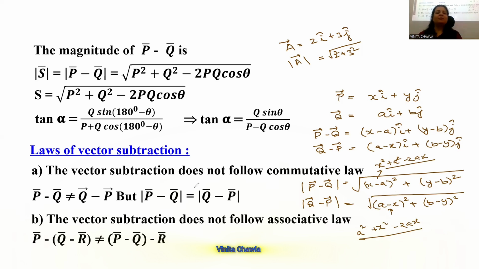So if we are considering magnitudes only, then magnitudes are equal, but vectors are not equal. See, vectors are not equal. You can see it's x minus a and a minus x. Here we have y minus b, here we have b minus y. Vectors are not equal. But if you are taking the magnitudes of vectors, then magnitudes will be equal. Clear? Any doubt? Please write this.